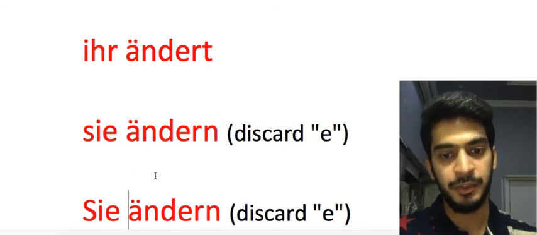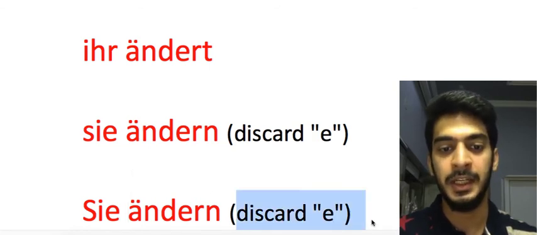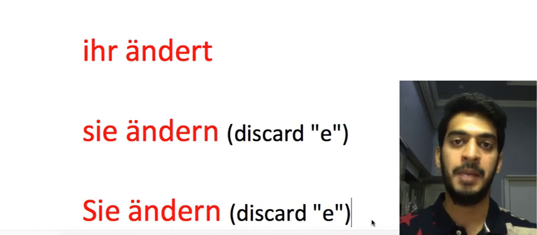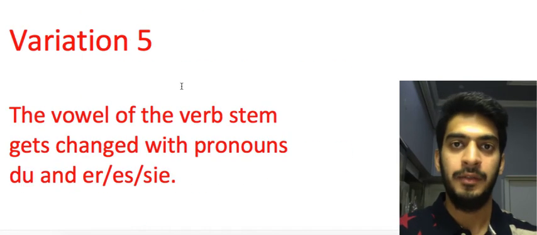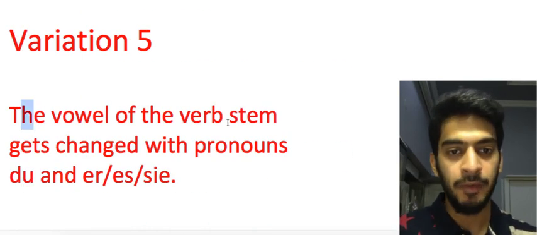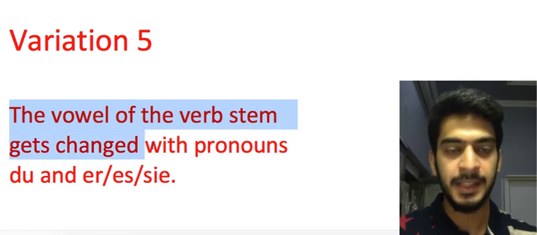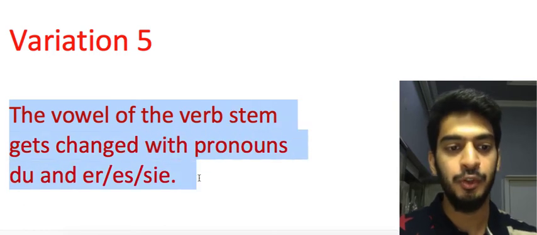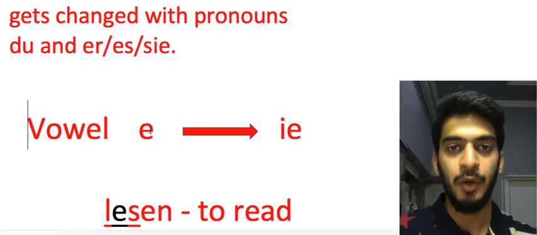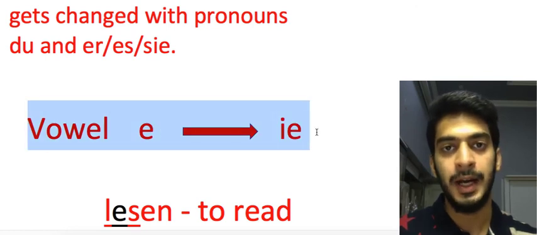Again, follow the same process. Discard e from the ending en. We get capital Z ändern. Variation 5. The vowel of the verb stem gets changed with the pronouns du and sie. The vowel e changes to ie.